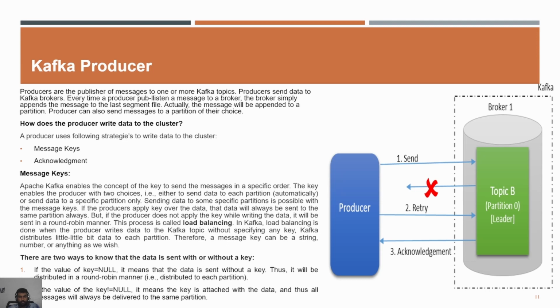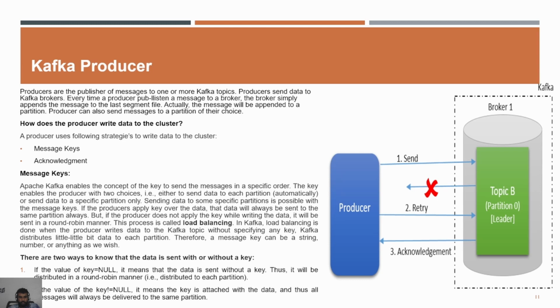If the producer applies a key over the data, that data will always be sent to the same partition. But if the producer does not apply the key while writing the data, it will be sent in a round-robin manner. This process is called load balancing. In Kafka, load balancing is done when the producer writes data to the Kafka topic without specifying any key. Kafka distributes a little bit of data to each partition. Therefore, a message key can be a string, number, or anything as we wish.